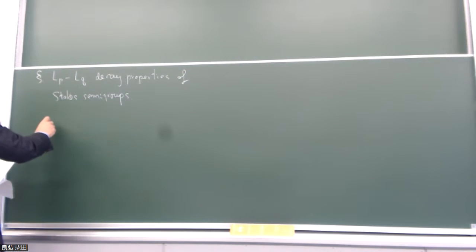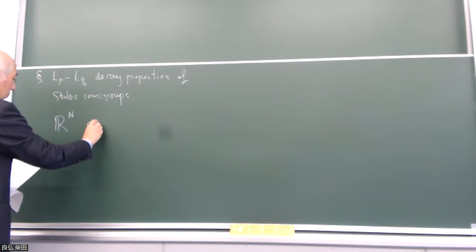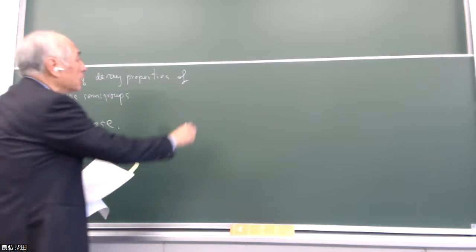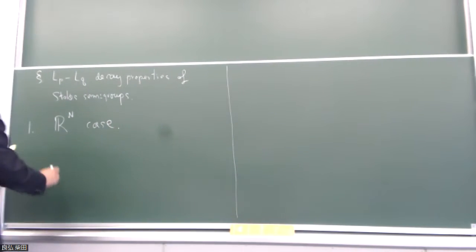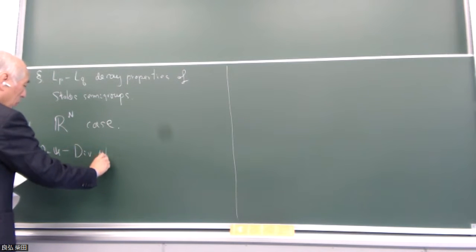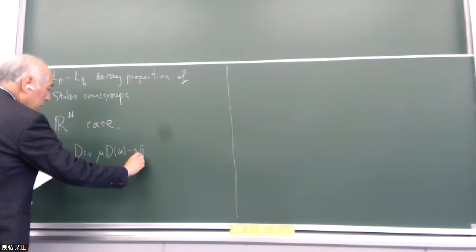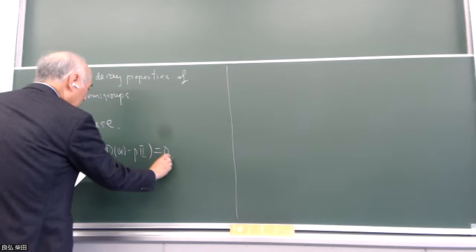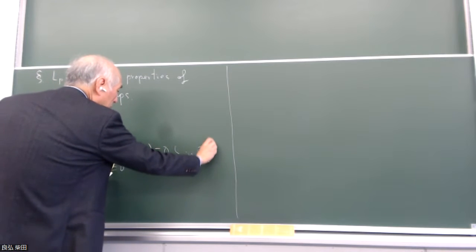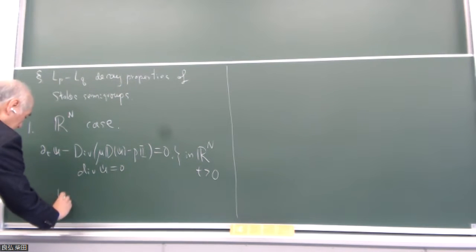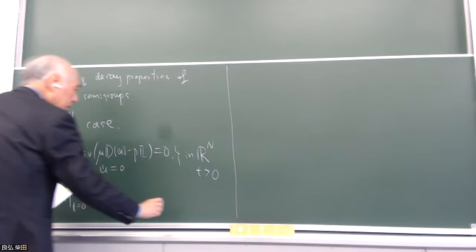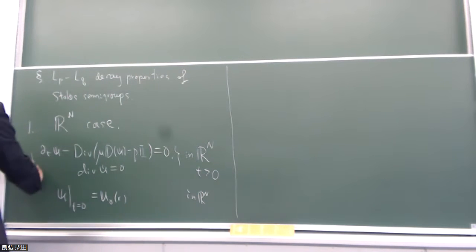So first, for simplicity, we consider the Rn case. So today I would like to talk about the Rn case. Then the problem is du minus divergence du equals 0, and the divergence of u equals 0, in Rn and t positive, with initial data in Rn. So we consider this evolution equation.